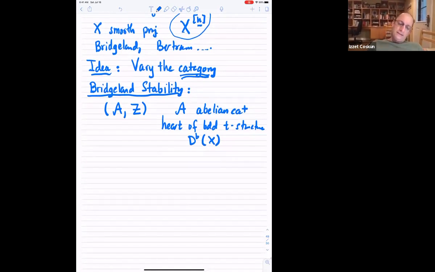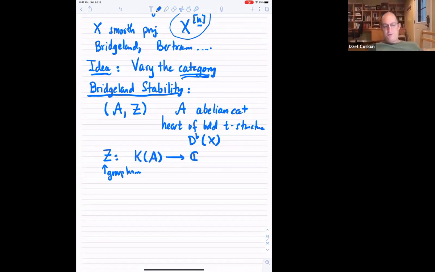And now what is Z? Z is a group homomorphism from the K group of A to the complex numbers. So it's a pair of things. It's an abelian category together with a group homomorphism from the K group of A to the complex numbers. And then of course it has to satisfy some properties.